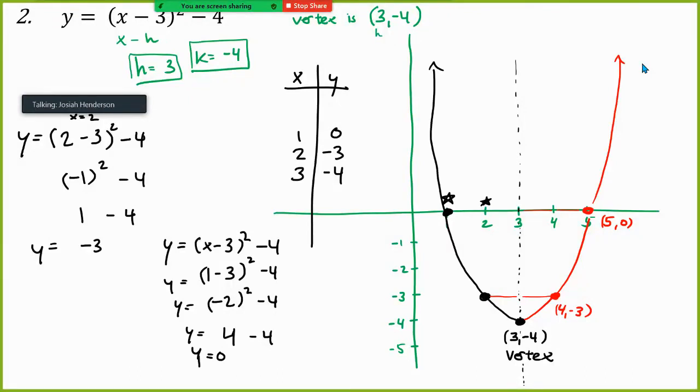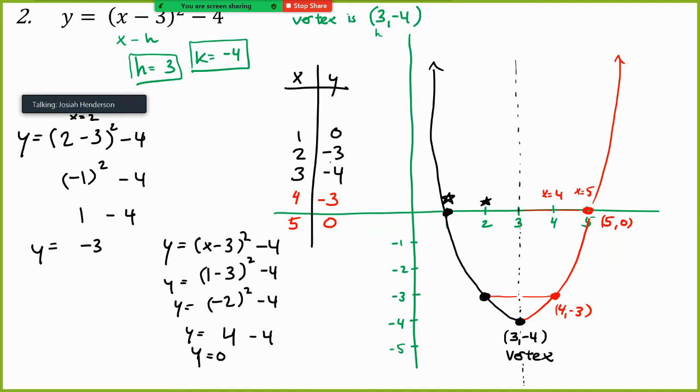Now, if you wanted to be double sure, you could plug in those x values. If you plugged in x is 4 into the equation, you're going to solve through and get negative 3. I'm adding that to my table. And if you plugged in x is 5, you will get 0.